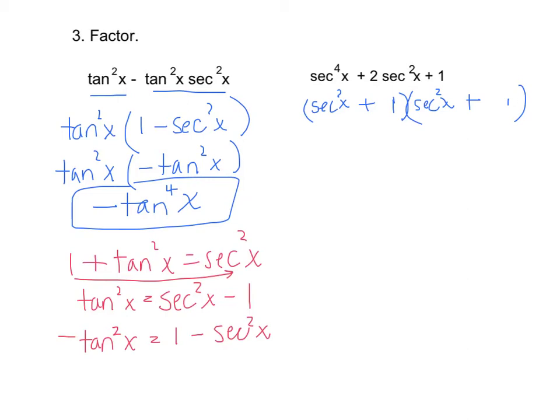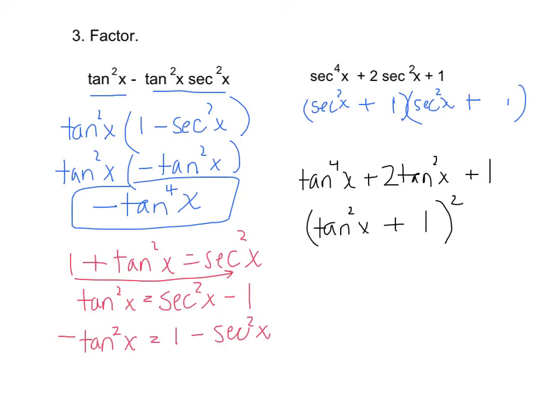And that's really all you can do with that one. If you look down here, there is no way with this to do any more substituting. So a better problem would be if I had tangent to the fourth x plus 2 tangent squared x plus 1. I can factor that the same way, right? It is a perfect square: tangent squared x plus 1, squared.